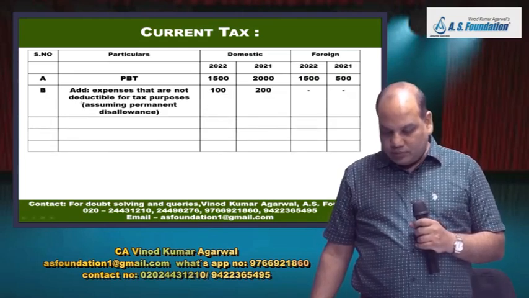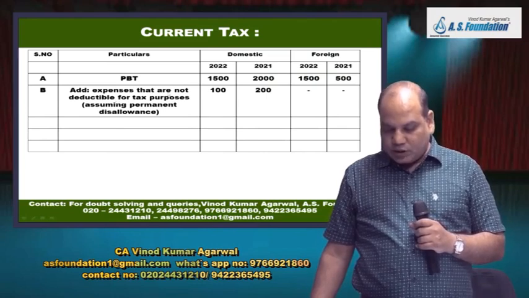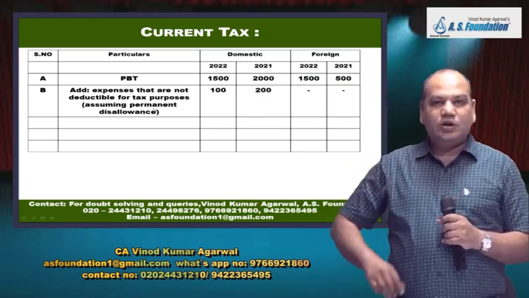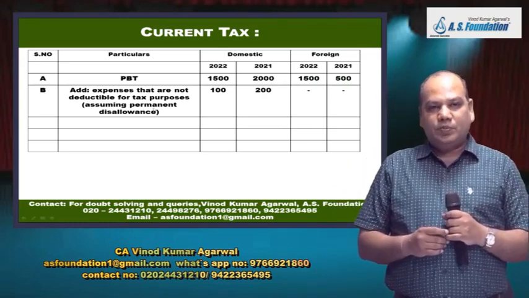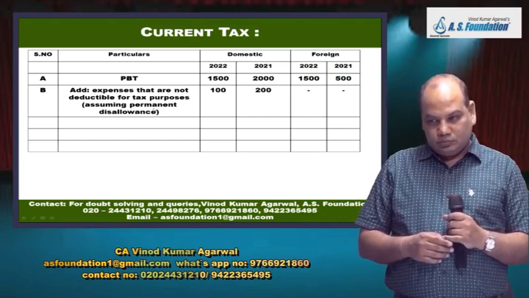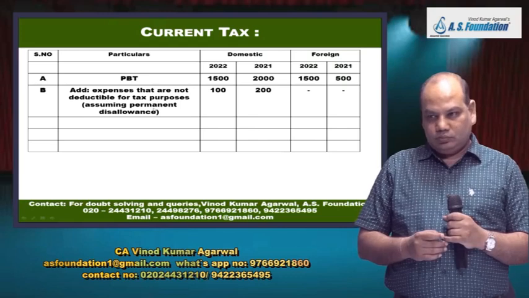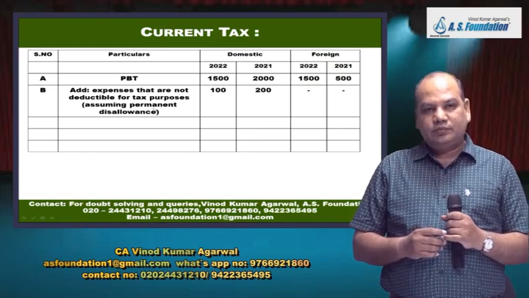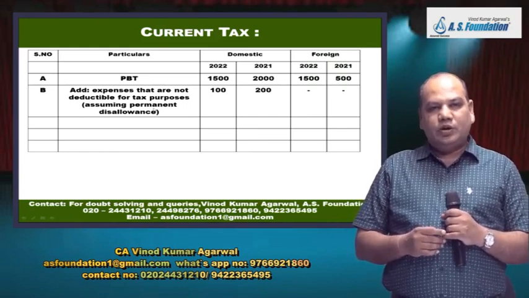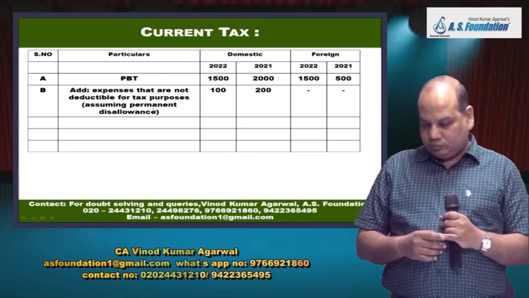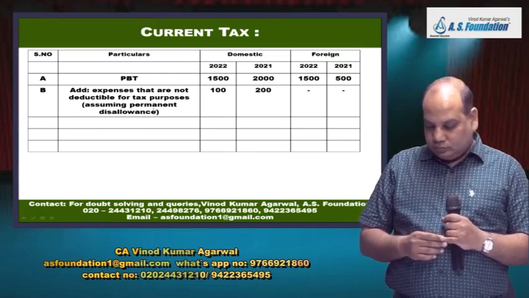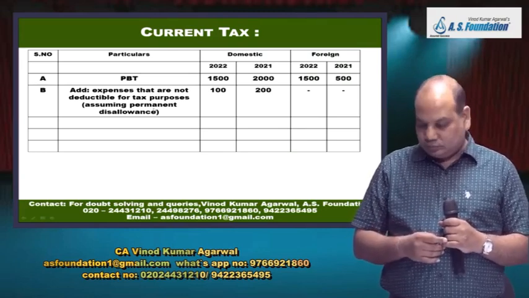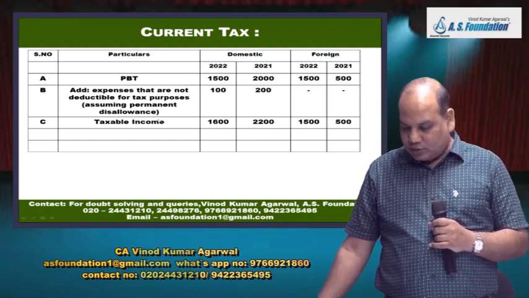Then write down point B, expenses that are not deductible for tax purpose. Assuming permanent disallowance. It is written in the question also. So don't write 100, 200. Then write down taxable income.